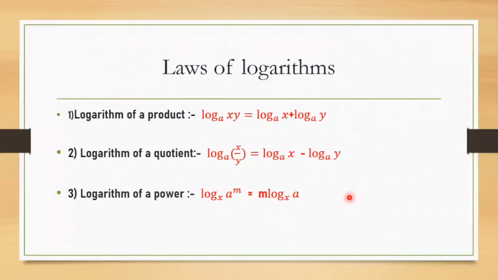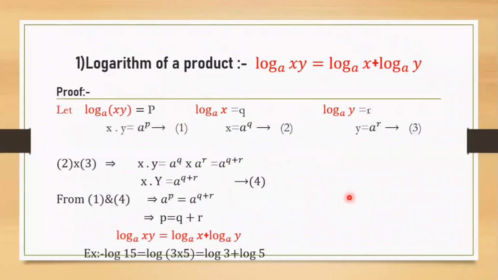Let us know the proofs of these laws. First one, logarithm of a product. Log of x into y to the base a equal to log of x to the base a plus log of y to the base a. First, let us assume the left hand side, log of x into y to the base a as p, and right hand side, log of x to the base a as q, and log of y to the base a as r. These are in logarithmic forms.